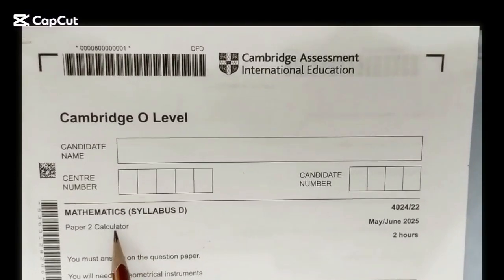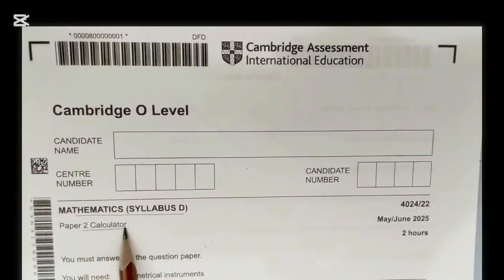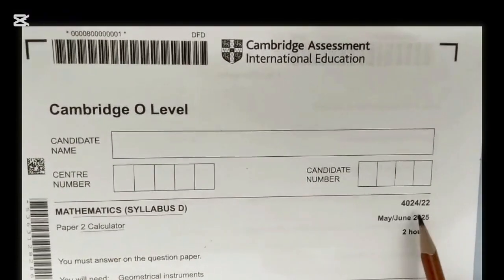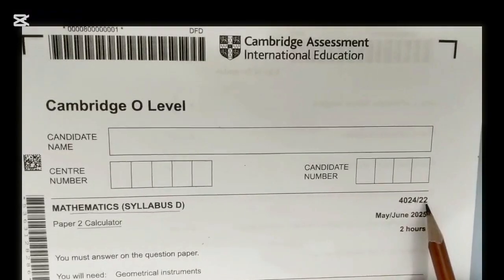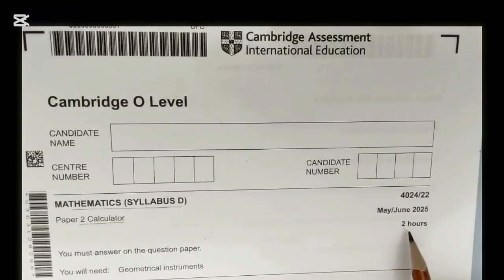Today we are going to solve Mathematics Syllabus D. It's Paper 2 with calculator, which means we are allowed to use a calculator in this paper. This is 4024/22, May/June 2025, and the time given is 2 hours.